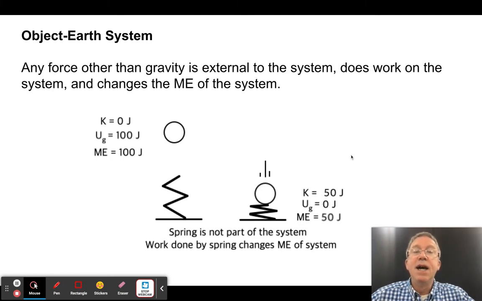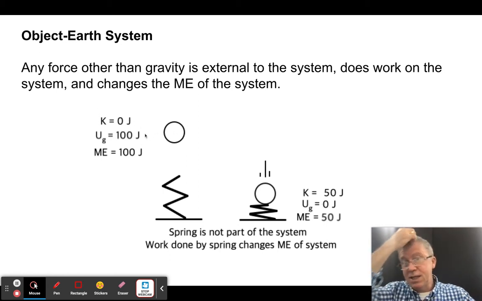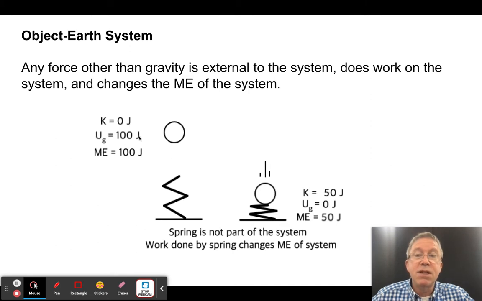So let's look at this. I have an Earth object system. I am not defining the spring as part of the system. Therefore, there's no such thing as spring potential energy. All right, so what happens is I have an object that has 0 joules of kinetic energy. It's the same height that it was in the last example. It still has 100 joules of gravitational potential energy, and it has 100 joules of mechanical energy.